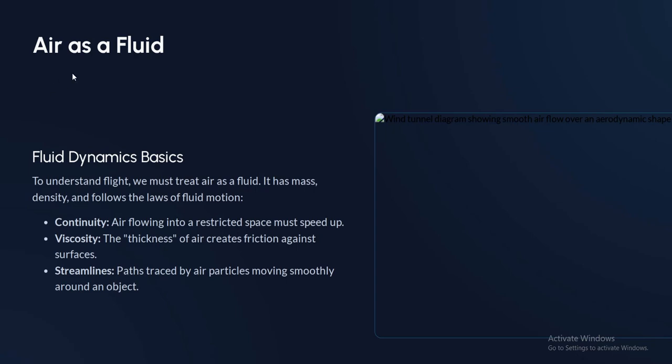I don't know. So in the air, the air acts like a fluid. So this is the fluid dynamics basics. To understand flight, we must treat air as a fluid, and it has mass, density, and follows the laws of fluid motion. So first we have continuity. Air flowing into a restricted space must speed up. Also, viscosity is the thickness of air that creates friction against surfaces. And next we have streamlines, the path traced by air particles moving smoothly around an object.